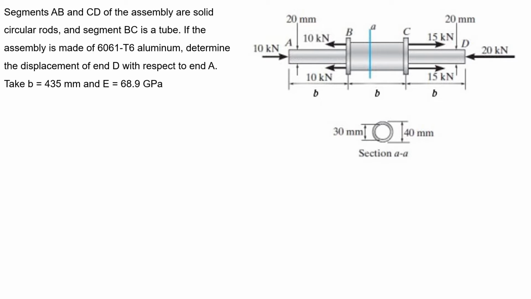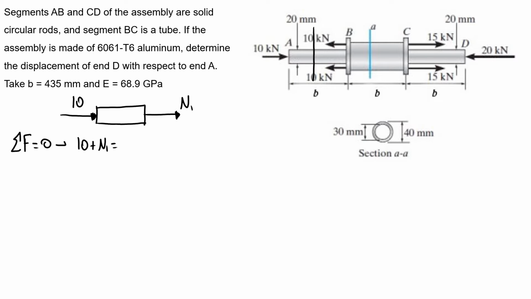So first, I'm gonna do my section cut here, and then I have my normal, and then I have my 10 kilonewtons here. So doing sum of the forces equals 0, I have 10 plus N1 equals 0, so my N1 equals minus 10 kilonewtons. Now we're going to find the displacement of this first part.